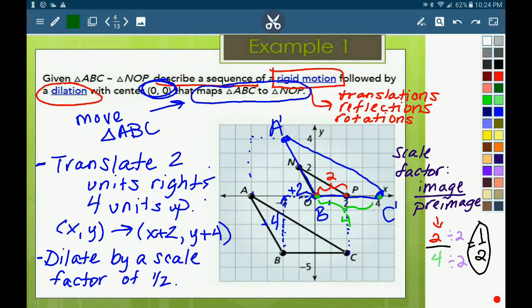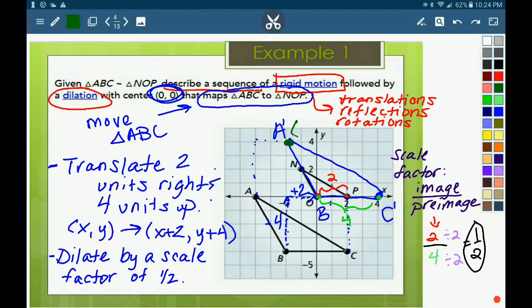Okay, let's actually look at that. A prime right now is at -2, 4. If I were to cut -2, 4 in half, I would get -1, 2. Well, that's exactly where N is sitting. N is sitting at -1, 2. So it looks like we did a good job. We translated the figure over, and then we dilated it down to sit on top of NOP.